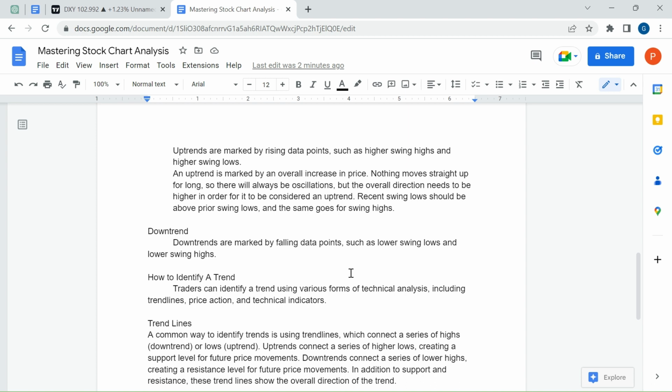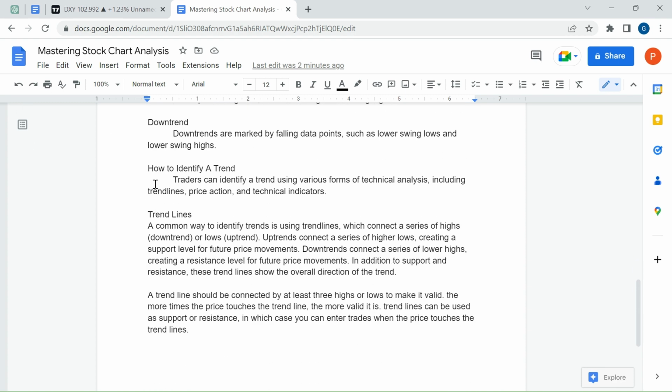Next, we have a downtrend. Downtrends are marked by falling data points such as lower swing lows and lower swing highs. So, how do we as traders identify a trend? Traders can identify a trend using various forms of technical analysis, including trend lines, price action, and technical indicators. One technical indicator that we can use would be simple moving averages. Trend lines is another good option, and also just price action, which we'll learn when we look at the chart.